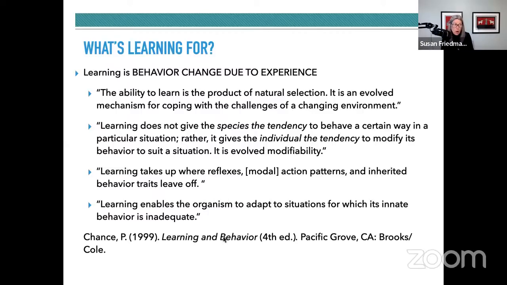And many people who are working with non-human animal learners think that their behavior is largely innate. In fact, science tells us that the innate repertoire of animals is quite small and learning repertoires are infinite. We learn our whole lives long. And if you don't have a copy, an old edition will do, of Paul Chance's Learning and Behavior, this would be an excellent introductory book. And these are quotes from that chapter one.